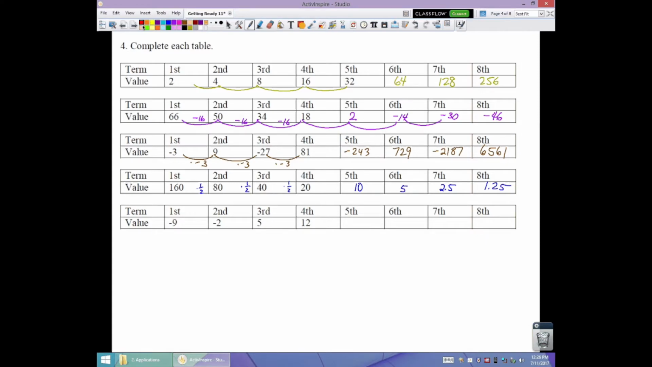And last one, it first looks like it goes down, but it's not. From -9 to -2 is actually an increase of 7. Then -2 to 5 is up 7. Up another 7 gets 12. So continue adding 7 will be 19, 26, 33, end with 40.